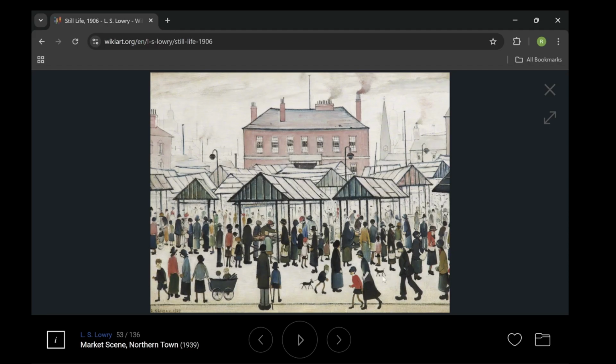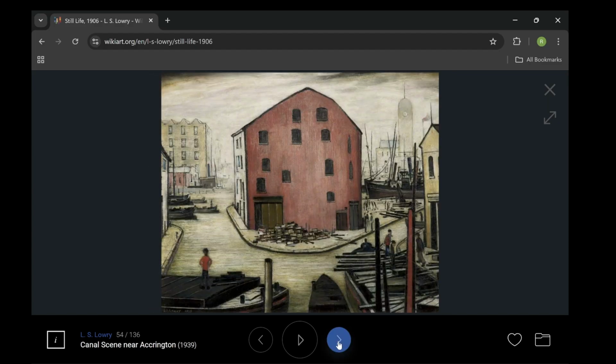A couple of dogs. So you always get a couple of dogs. And he must know that dogs sell. They always sell, don't they? People love a dog. Man with a stick. Red jumpers. There we go. Oh, this one's nice.